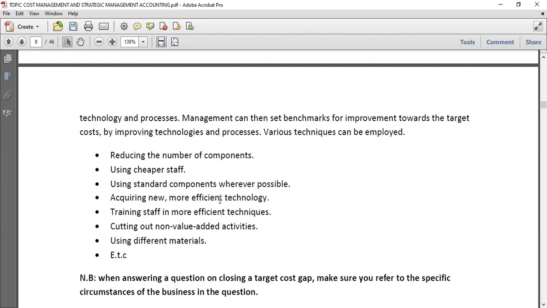Then we can also acquire more efficient technologies, training staff in more efficient techniques, and cutting out non-value added activities. By non-value added activities, these are usually things that basically don't add value. They are presumed to have an impact on production, but they basically don't add value, okay? And that's why you see some organizations, instead of doing some services, adopt what we call outsourcing, okay?